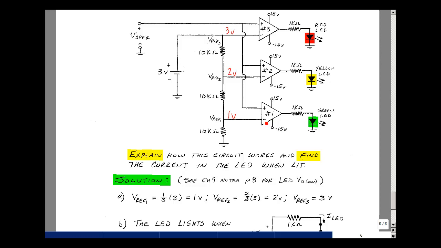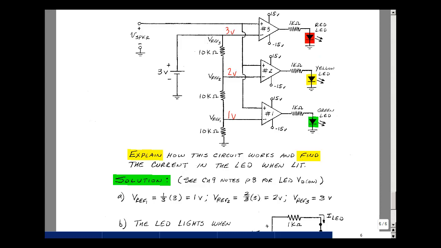Comparator 1 is going to trip high whenever the voltage at the speaker is greater than 1 volt. For the yellow LED, when the voltage of the speaker is greater than 2 volts. And for the red LED, when the voltage of the speaker is greater than 3 volts. Now, as the voltage is increasing, the previous comparators are going to have a voltage that's greater than their turn-on voltage. So once the green LED comes on, it stays on. Once the yellow LED comes on, they both stay on, and eventually the red LED will go on. So as it gets louder, you see more LEDs lit.